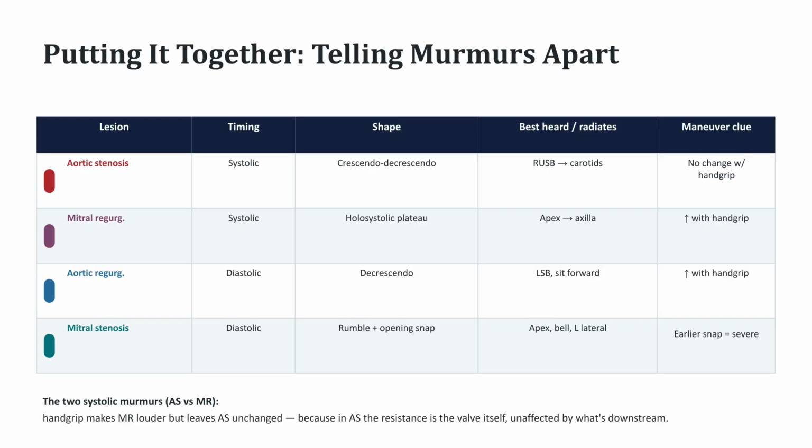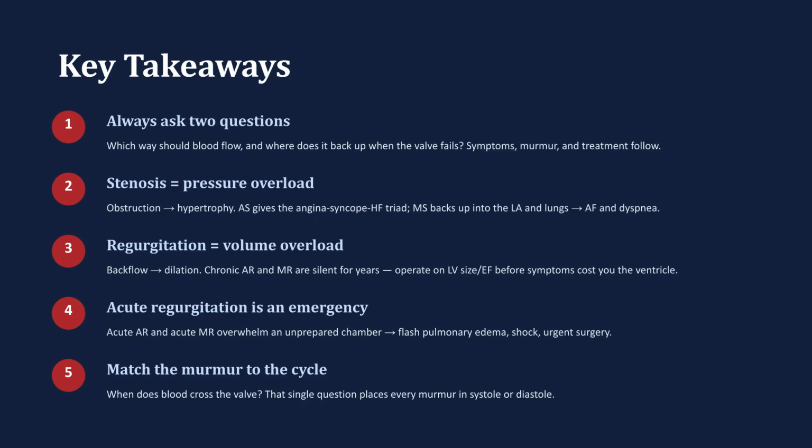We can organize all 4 lesions into a simple grid based on timing and shape. Systolic murmurs include aortic stenosis and mitral regurgitation, while diastolic murmurs include aortic regurgitation and mitral stenosis. Key takeaways. Stenosis is pressure overload causing hypertrophy. Regurgitation is volume overload causing dilation. Always distinguish between chronic cases and surgical emergencies, like papillary muscle rupture or acute aortic regurgitation.